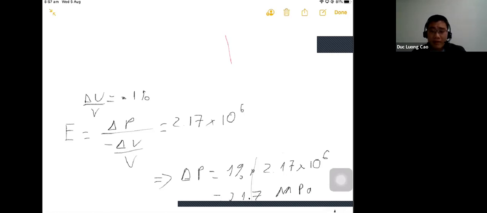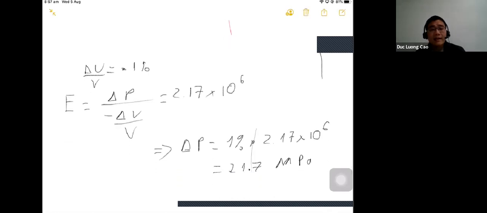That's how to use elasticity. It's a property in fluid mechanics. It shows the relationship between pressure change and volume change. Yeah, elasticity.